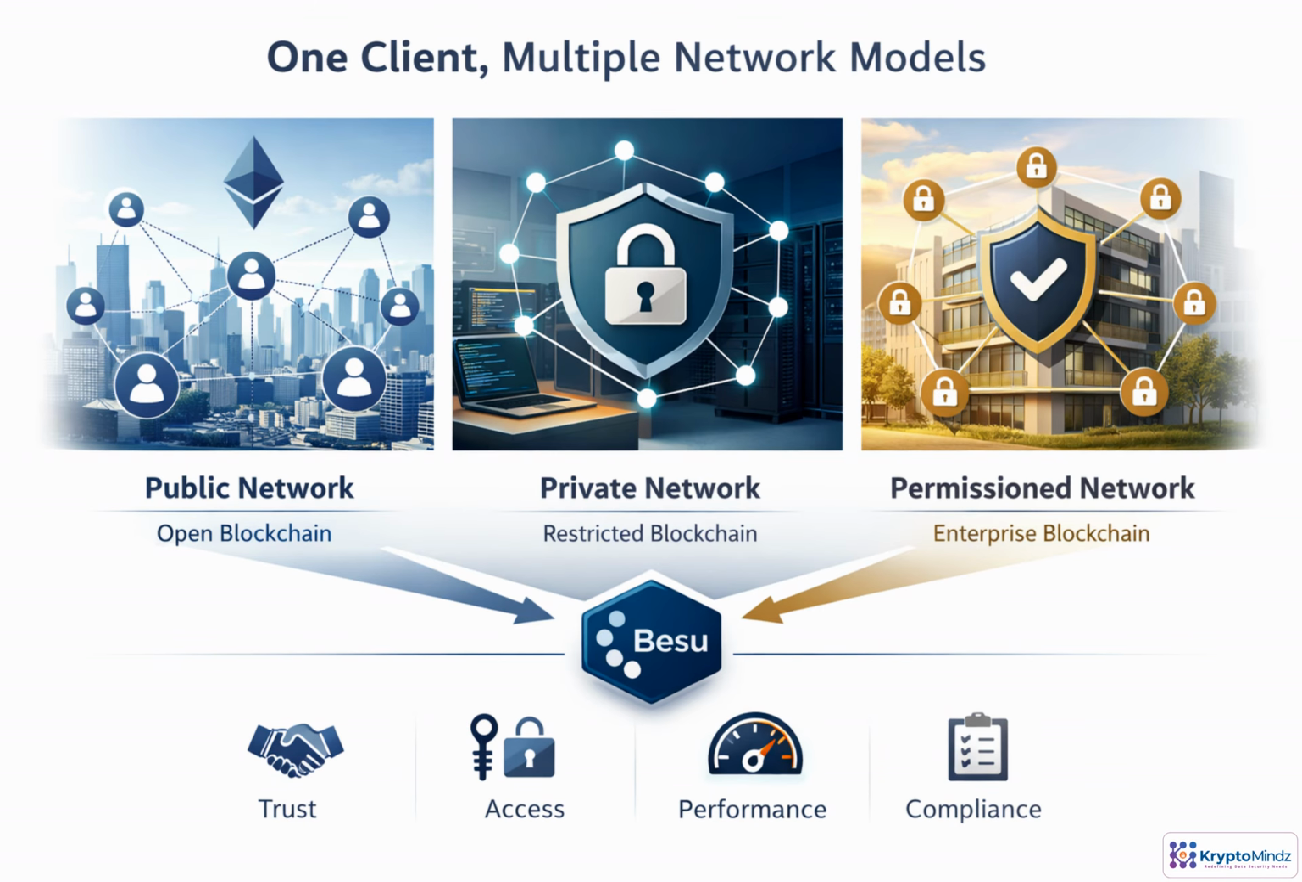Besu's flexibility comes from supporting different network models with the same client. On a public network, participation is open, so compatibility and decentralization are central. In a private network, access is controlled, which is useful for internal development, testing, or consortium pilots. In a permission network, approved nodes or accounts participate under defined governance rules. Each model changes assumptions about trust, access, performance, and compliance.